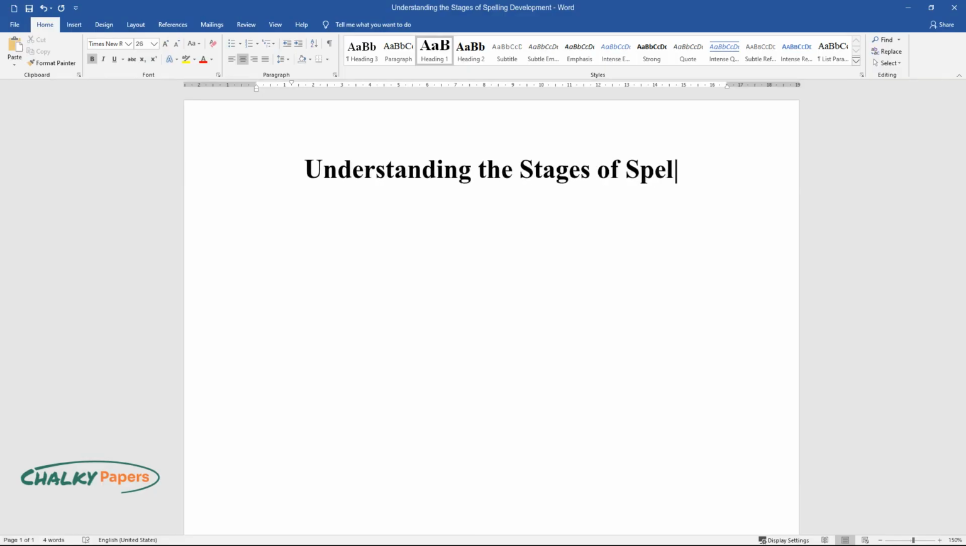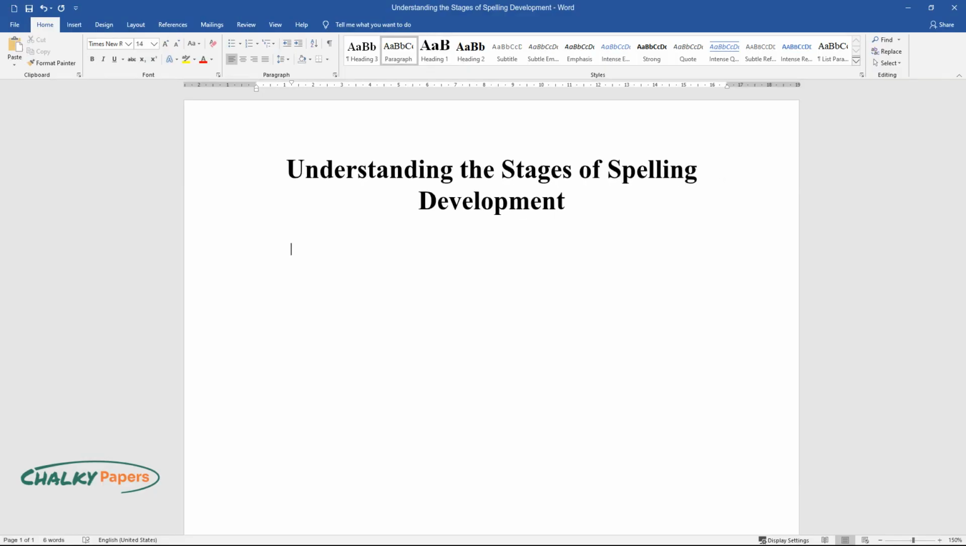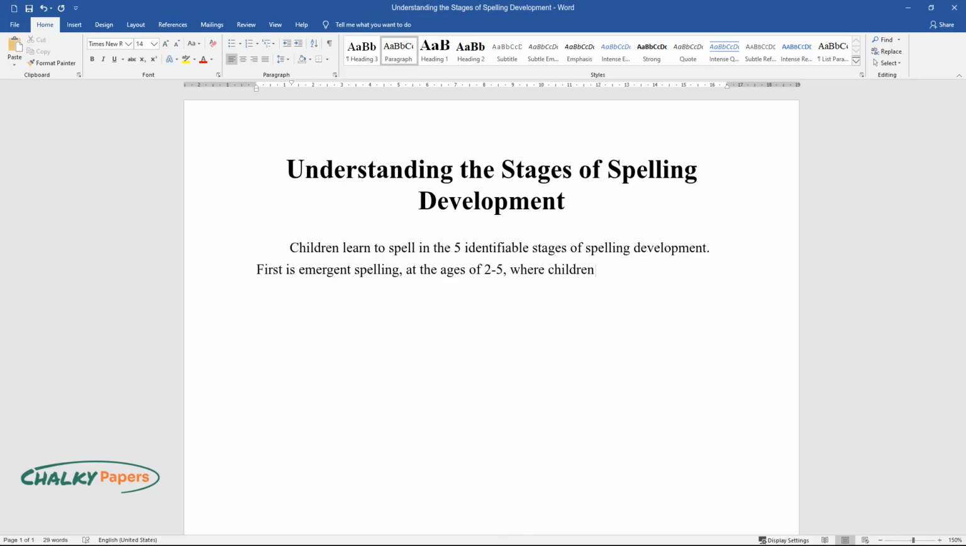Understanding the stages of spelling development. Children learn to spell in 5 identifiable stages of spelling development. First is emergent spelling, at the ages of 2 to 5, where children may recognize the alphabet and may start writing individual letters, and towards the end have some letter sound matching.